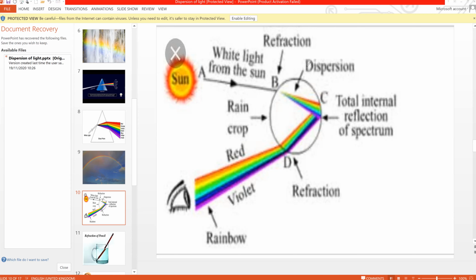And I am drawing the picture also. The convex lens consists of two optical planes like this. Two optical planes are there.